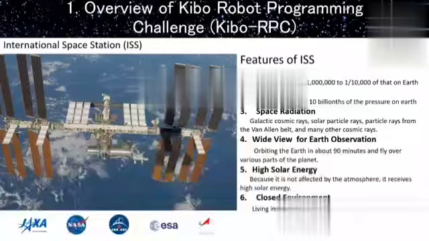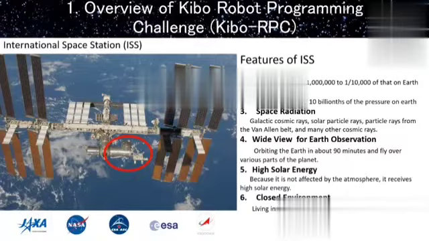The ISS orbits the Earth at the speed of about 90 minutes per orbit, conducting experiments, research, and observation of the Earth and celestial bodies. This facility has a special environment that differs from that on the ground. They are microgravity, high vacuum, radiation, wide field of view, high solar energy, and closed environment.